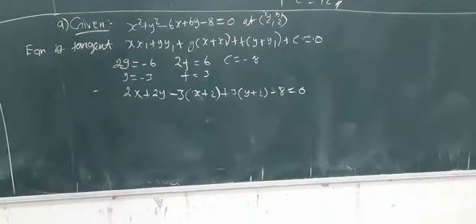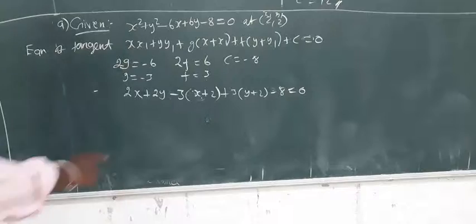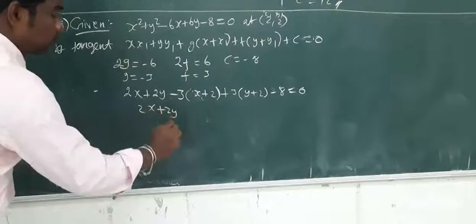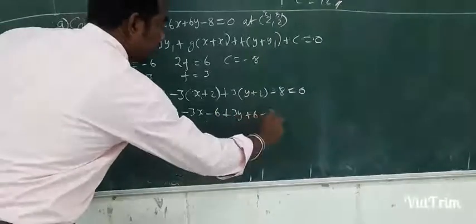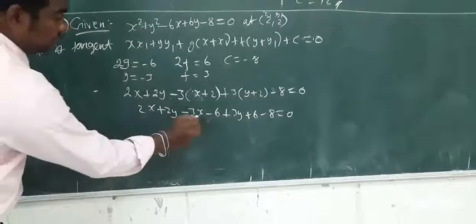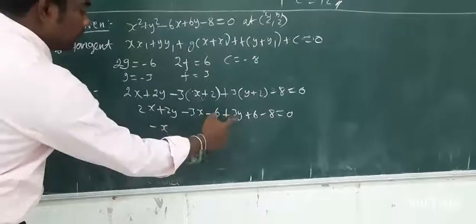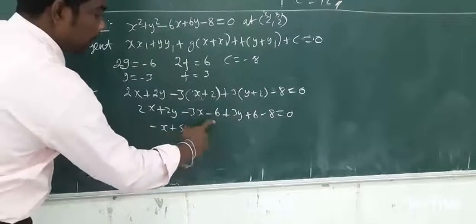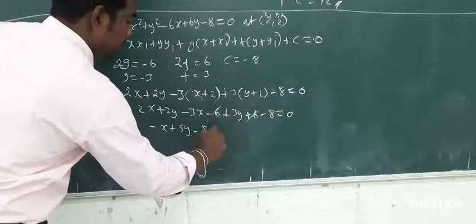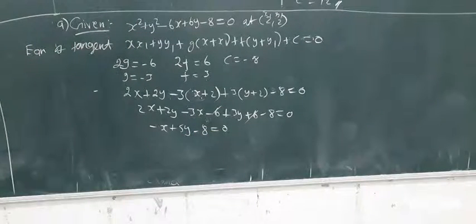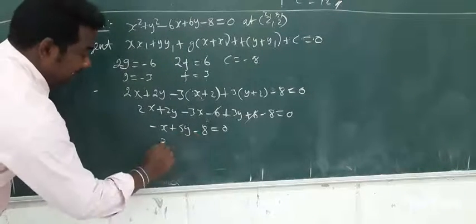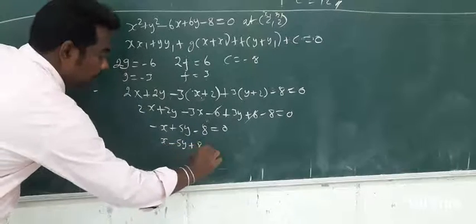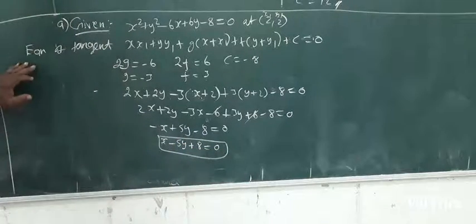Then 2x plus 2y, and multiply the inner value, 2x plus 2y minus 3x minus 6 plus 3y plus 6 minus 8 equal to 0. Now 2x and minus 3x is minus x, 2y and 3y is plus 5y, minus 6 plus 6 cancel, minus 8 equal to 0, so minus x plus 5y minus 8 equal to 0. We omit the minus, so we multiply minus on all the terms, then x minus 5y plus 8 equal to 0. That is the required answer for tangent.